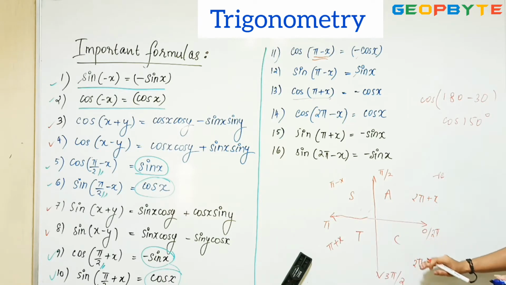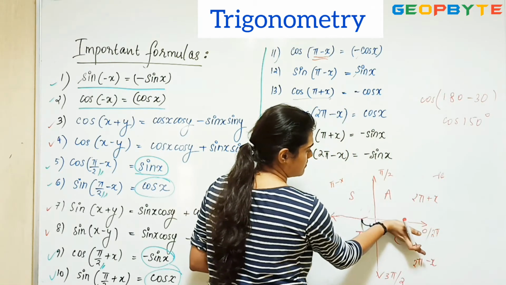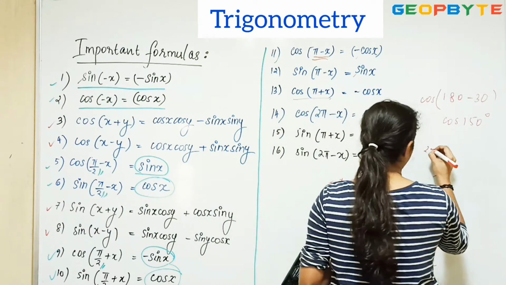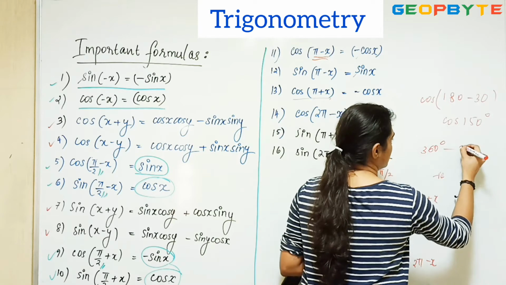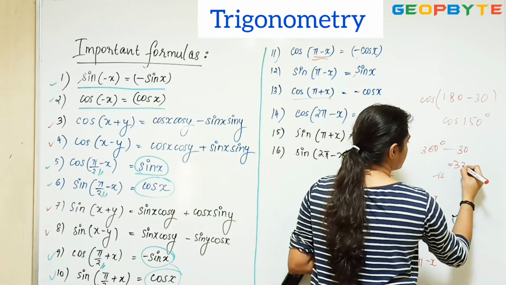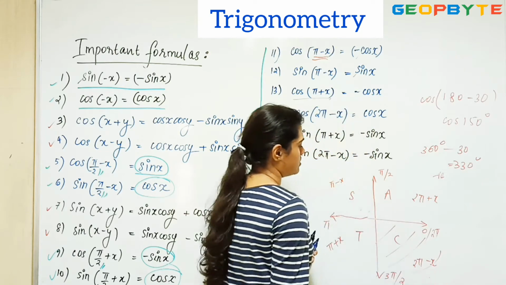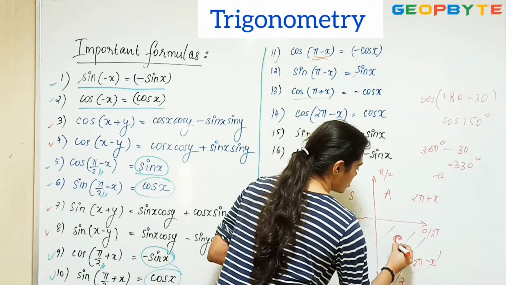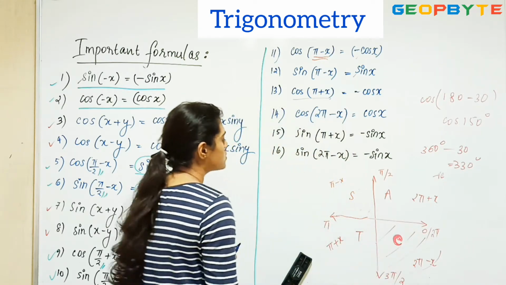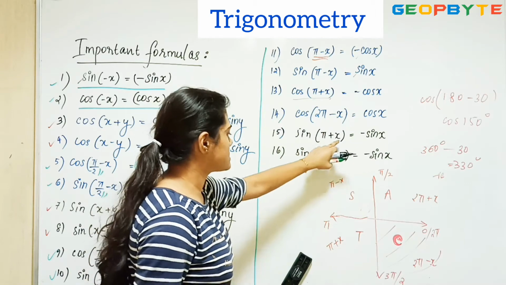Now 2 pi minus x. 2 pi minus x will be somewhere here. So what will be 2 pi minus x? What is 2 pi? This is 360 degrees. Right? 360 minus 30 degrees will be 330 degrees. So it will be somewhere in the fourth quadrant. In the fourth quadrant, what is positive? Cos is positive, right? Cos is positive here. So it is positive.